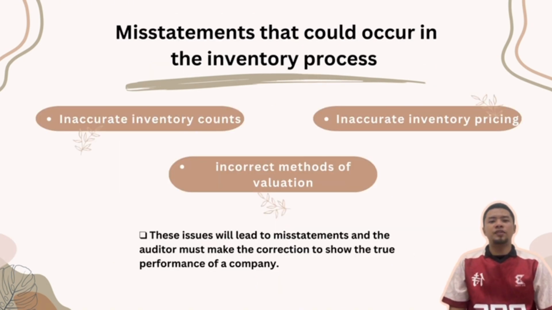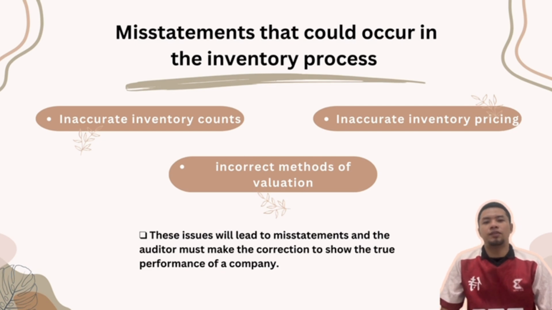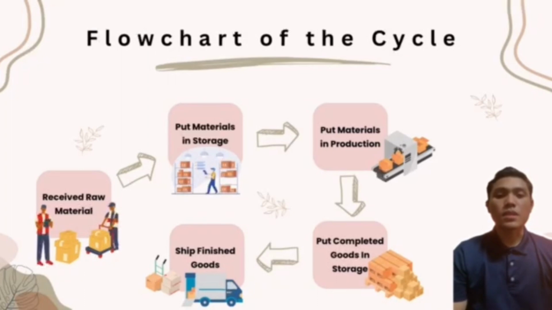Next, we will move to the misstatements that could occur in the inventory process. Misstatements are more likely to occur in the inventory process. The client may use a variety of methods to overstate the inventory, such as inaccurate inventory counts, inaccurate inventory pricing, and also incorrect methods of valuation. These issues will lead to misstatement, and the auditor must take corrective action to show the true performance of the company. I will continue the presentation with the flowchart of the cycle.